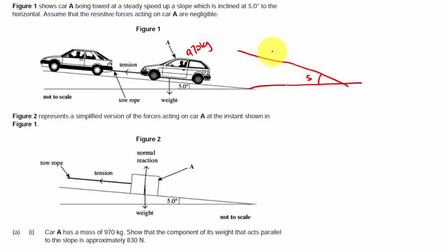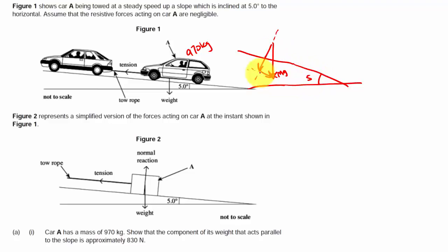Okay, so you've got mg acting directly down, and what we're going to do is split mg into two components. If I draw a dotted line perpendicular to the slope, and another line parallel to the slope, then mg could be made up of a vector like this, and a vector like this. And it is that vector here that I'm looking for. That's the vector that will be the component of weight acting parallel to the slope.